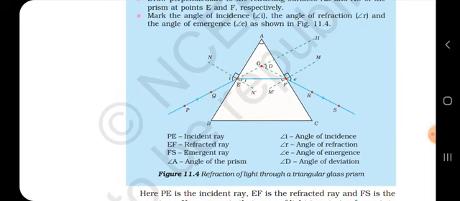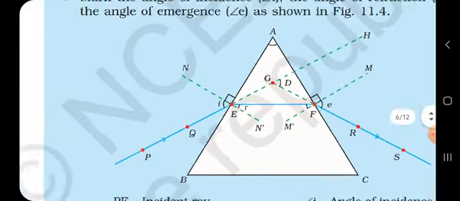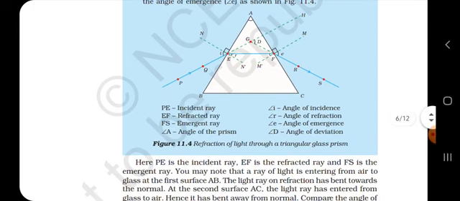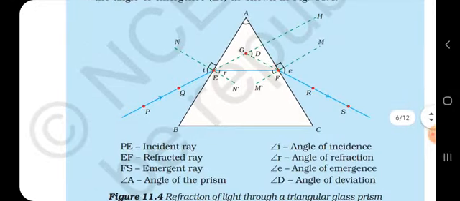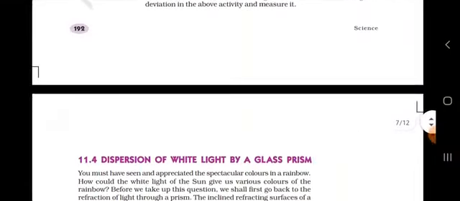Here, angle I is said to be the angle of incidence, angle R is the angle of refraction, and angle E is the angle of emergence. The angle D, exactly in between the two imaginary lines, is said to be the angle of deviation. And A, the angle between the two lines of the prism, is said to be the angle of prism. I hope you are clear with this, students.